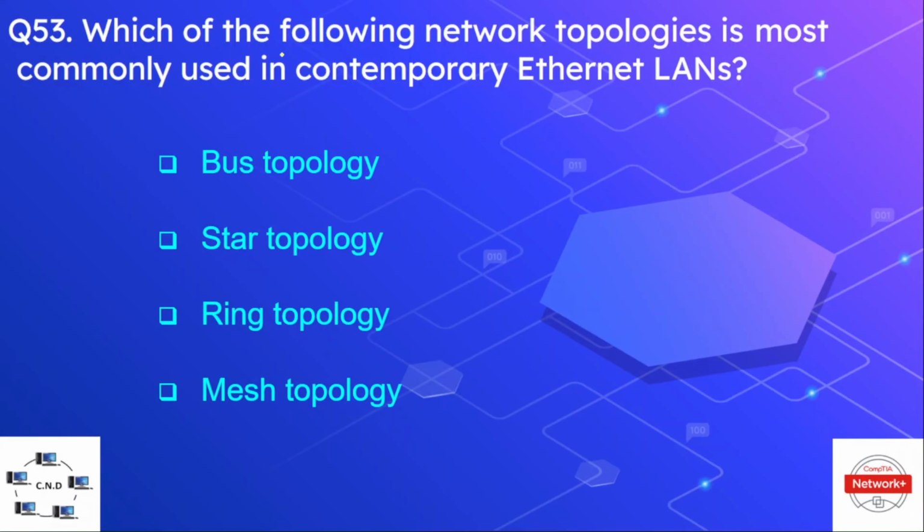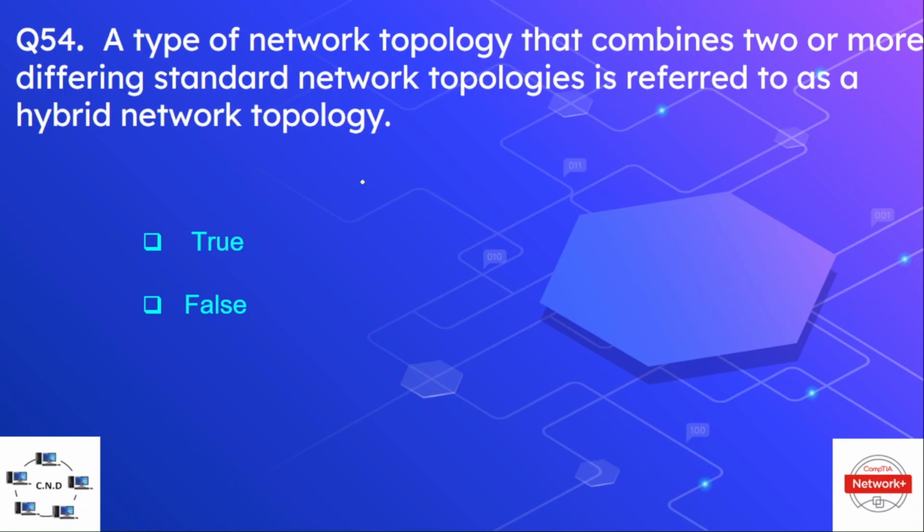Question number 53 is which of the following network topologies is most commonly used in contemporary Ethernet LANs? And the options are bus topology, star topology, ring topology, or mesh topology. And the correct option is the star topology, which is the most commonly used topology nowadays.